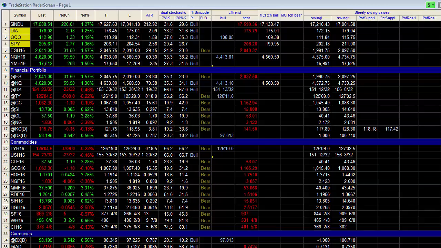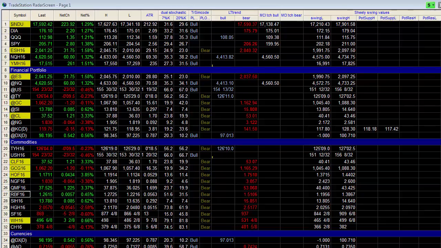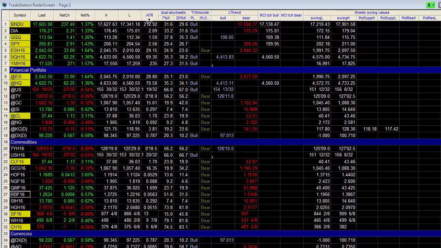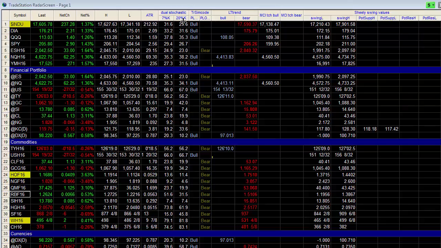We use this proprietary radar screen to look at the trend, determine indicators that are very important, and notify the trader when there are new trades that can be executed. Let's take a look at these indicators a little bit closer. Here's ATR, average true range of course, and you're looking at what's known as a dual stochastic. That is basically a 7 and a 20 period stochastic indication.